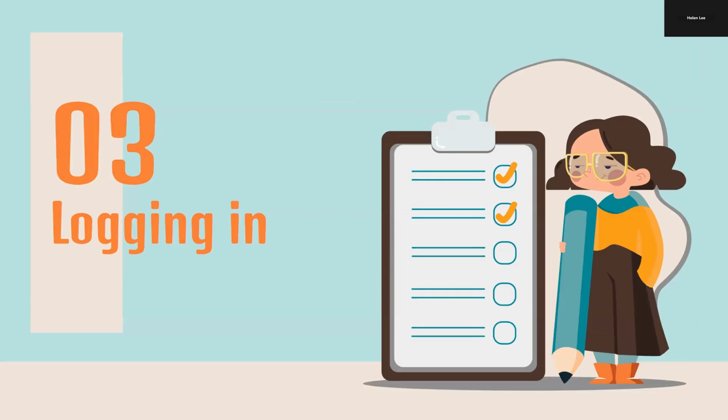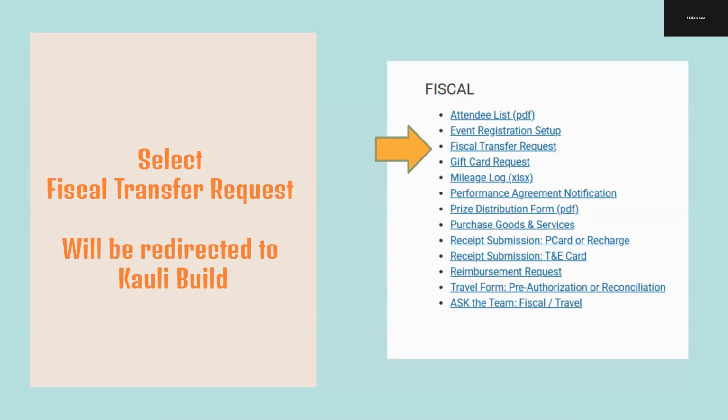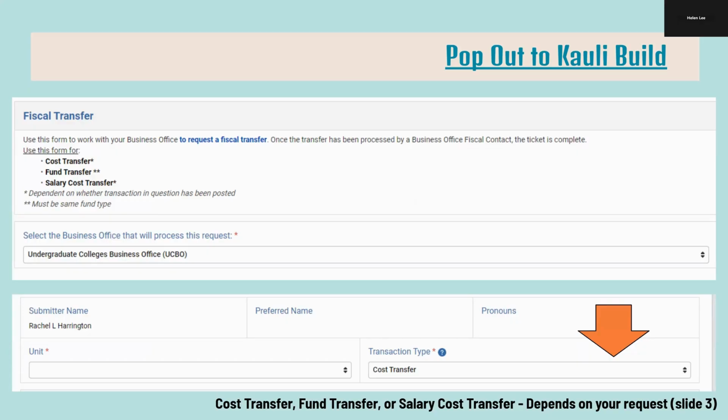Next, we'll move on to logging in and completing the tickets. First, you'll navigate to the UCBO Get Help page. On the Get Help page, you'll scroll down to the Fiscal portion and click on the Fiscal Transfer Request, and you will be redirected to QualiBuild. As you're redirected, you will be asked to sign in using Active Directory Single Sign-On. Ticket should say Fiscal Transfer, and you will select the UCBO as the business office that will process the request.